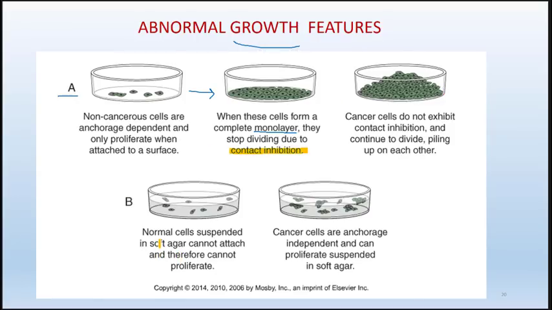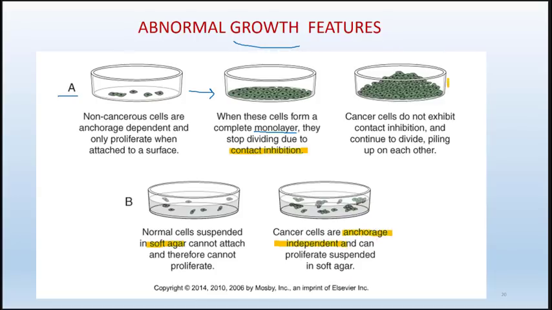Now, in looking at B, normal cells will always have to be attached to something. So if they're suspended, like they are in this image here, suspended in a soft agar, they cannot attach to each other, they cannot attach to something, and therefore they end up not proliferating. And this is called anchorage dependence. So normal cells then require an anchor, or are anchorage dependent, in order to grow and divide. But cancer cells don't need this. They can grow in substances that normal cells cannot. So we can say then that cancer cells are anchorage independent.